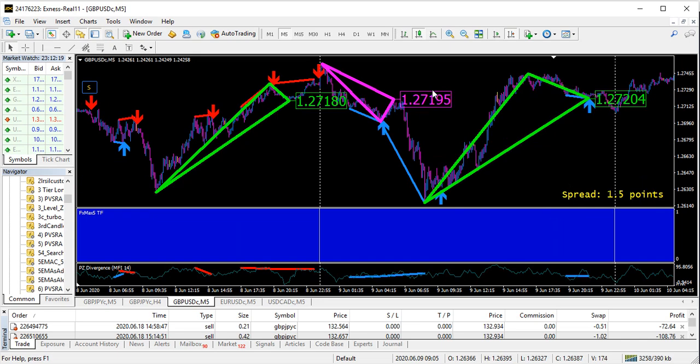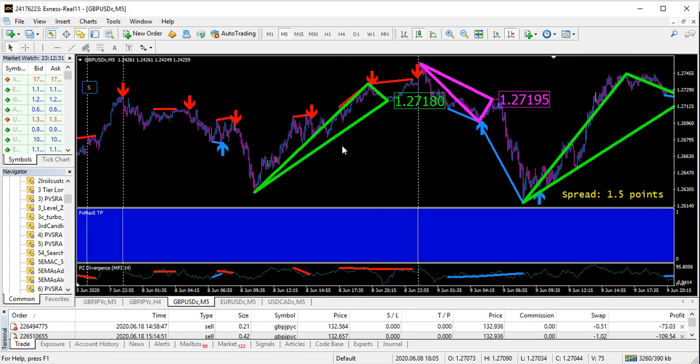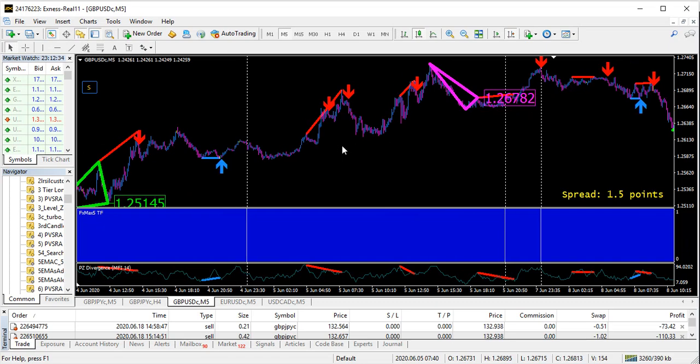I like this system because when it's about forming, the lines start drawing, so you know that you have to start getting ready at those points. Okay. So it's as simple as that. Hope you understand the system.